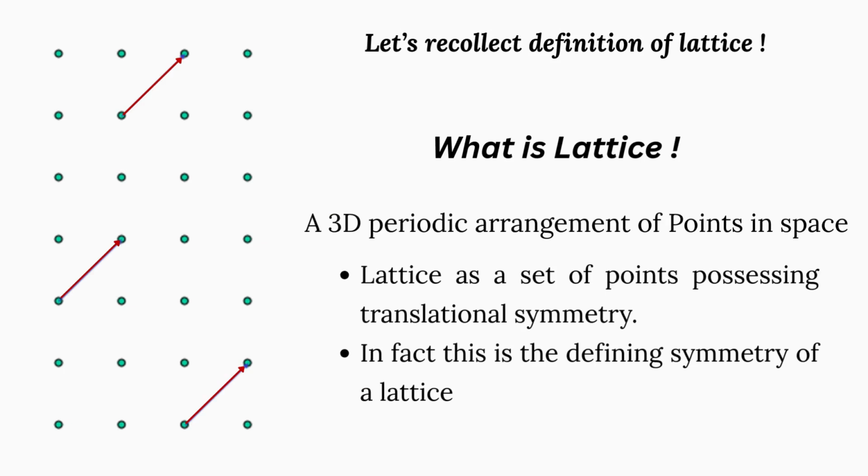Let's recollect the definition of lattice. The lattice is a three-dimensional periodic arrangement of points in space. In earlier lectures, we discussed that translation symmetry must be present in the lattice. If the translation symmetry is absent, then we cannot say it is a lattice. And of course, this is the defining symmetry of the lattice that we have discussed. If you have not watched that, I will give it in the reference.